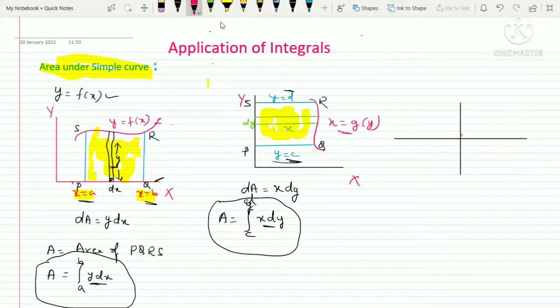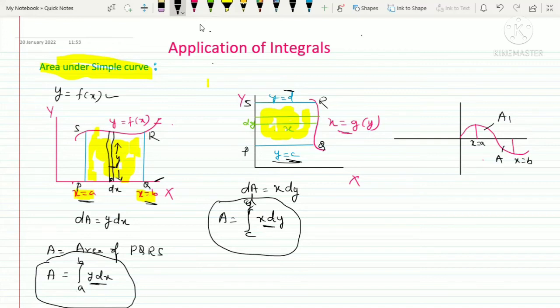Now, I will take this curve, the equation of the curve. Now I should find an area from where to where? From here to E. I should find. Now I will take this as A1 and this as A2. This is x equal to A, and this is x equal to B.